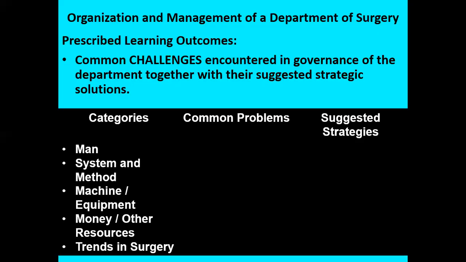Let's now go to the last learning objective, which is common challenges encountered in the governance of the Department of Surgery together with their suggested strategic solutions. The challenges can be at least in 5 categories: man, systems and methods, machine and equipment, money and other resources, trends in surgery.